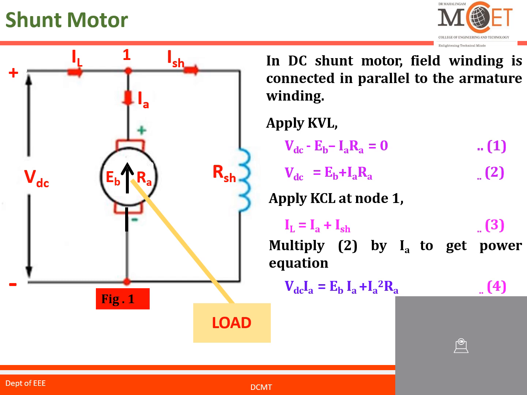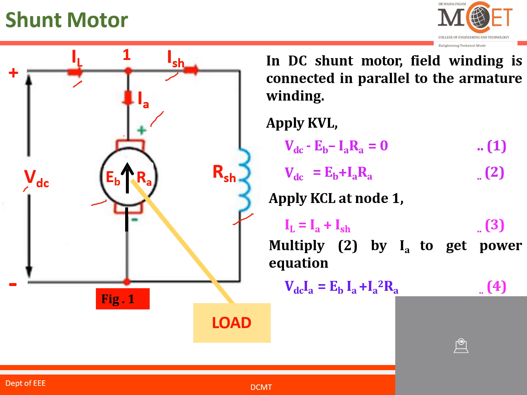The first one, the DC shunt motor. In a DC shunt motor, this is the field winding and this is your armature. We have two brushes on both sides of the armature. I am going to give a VDC supply. So the input current, the load current, is divided into two: the shunt field current and the armature current.